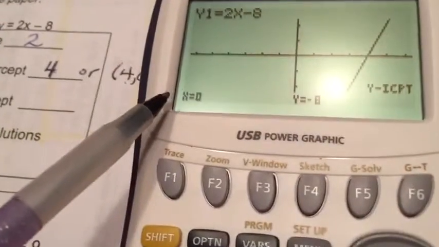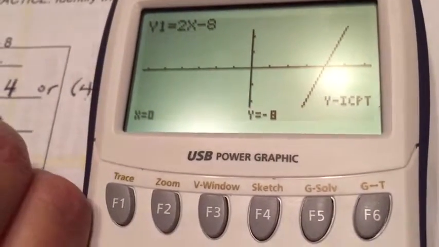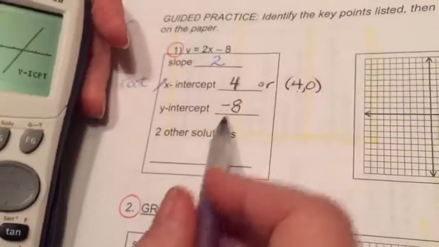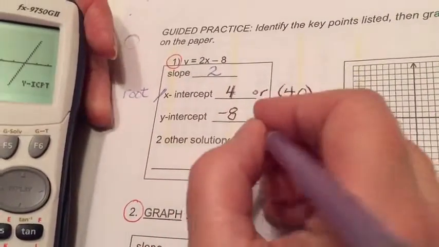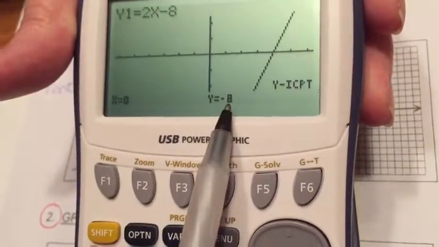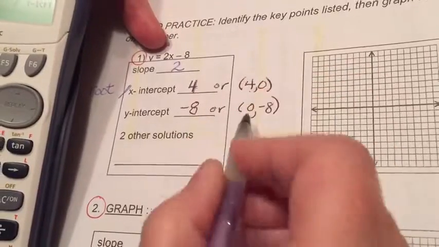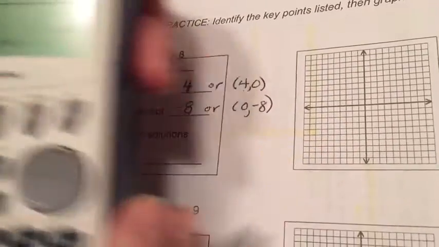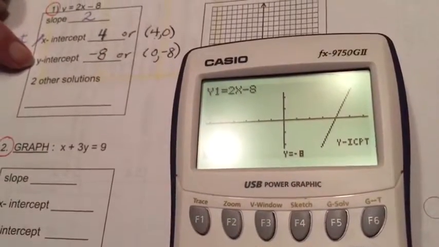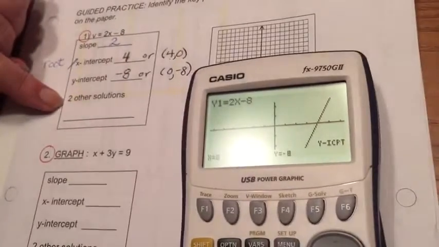And now I have the x and y. All I need is the y for the y-intercept. And you can write the answer two ways. You can write it -8, or we can use both the x and the y and write it as an ordered pair using the x and the y numbers. So we have the slope, we have the x-intercept, the y-intercept. Now I'm going to go to the two solutions.